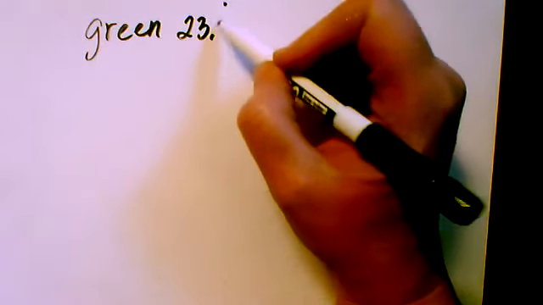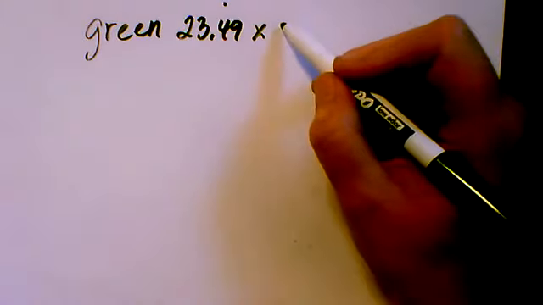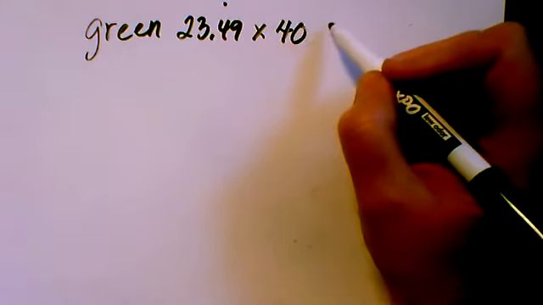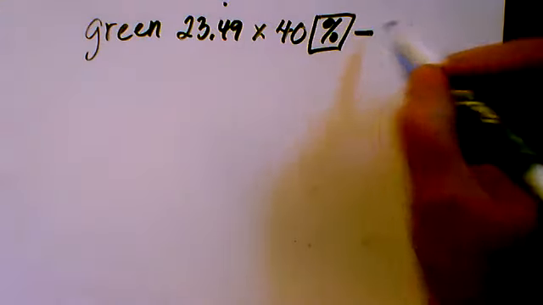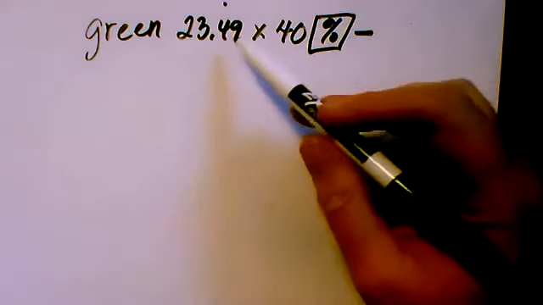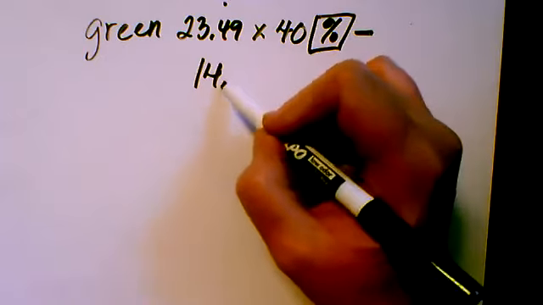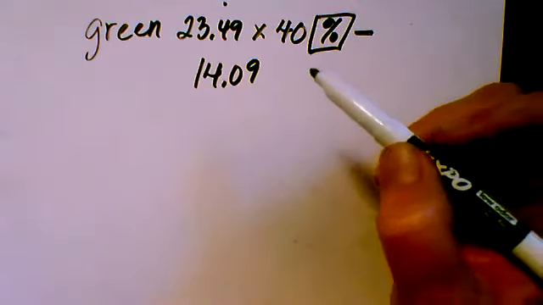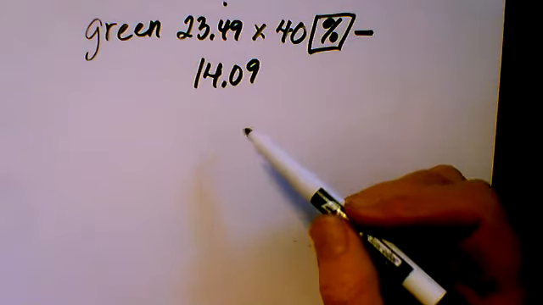Now the green shirt, of course, can be solved in the same manner. So we have the green shirt, and it was originally $23.49. It's now 40% off. So we multiply that by 40, push the percent sign on your calculator and minus, because remember we're subtracting 40% to get our final answer. And our answer is that the green shirt is $14.09. So the red shirt is cheaper than the green shirt by 6 cents.